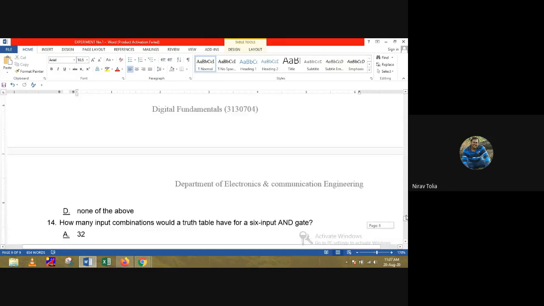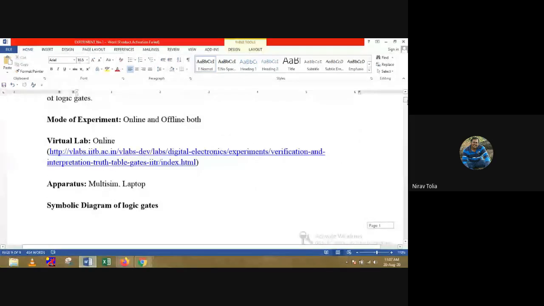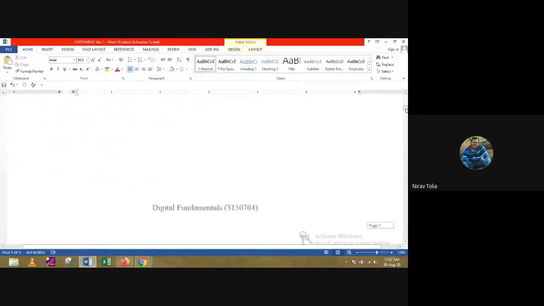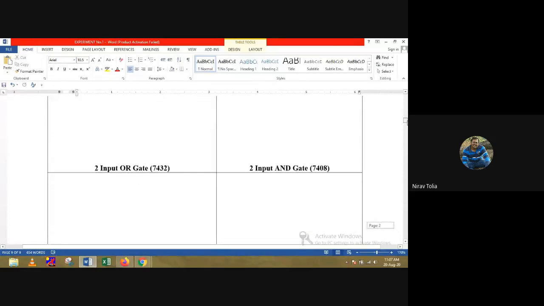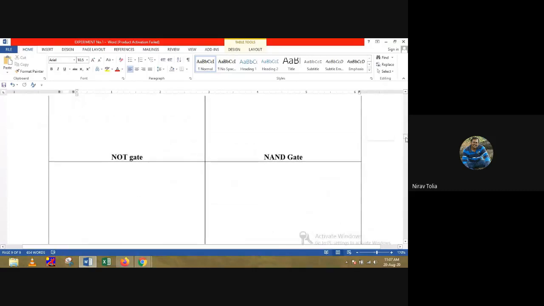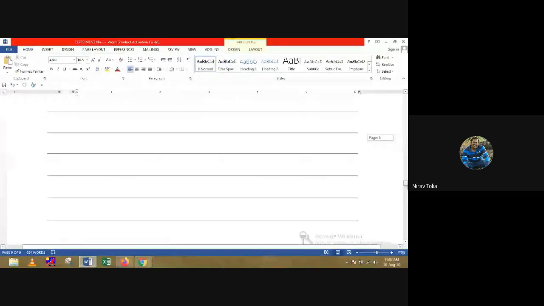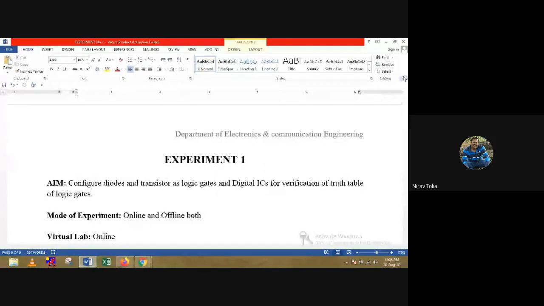So this is experiment number 1. That Word file I will share in your WhatsApp group. I will also upload it on our Marwadi portal and share it with your Telegram group. So you can download it from there, take a printout, and complete the manual. I don't know when the college will start, but once it starts, before the semester ends, you have to submit this experiment.